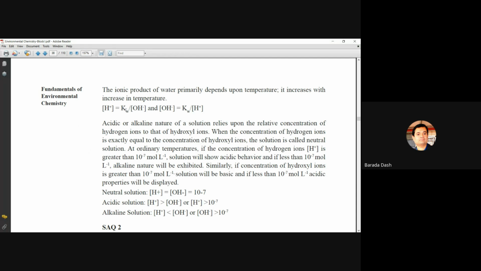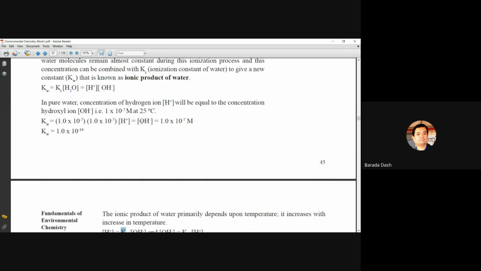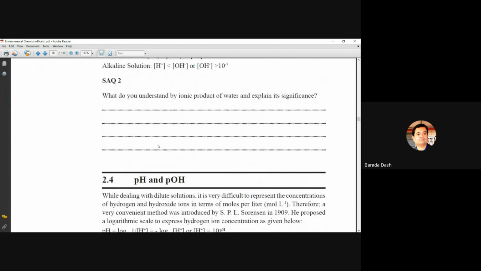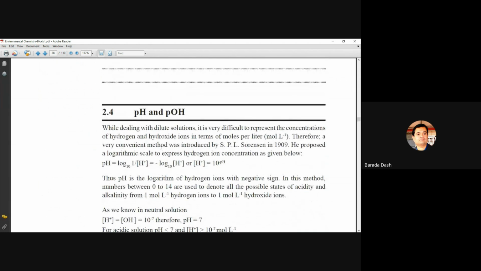If you know the H plus ion concentration, then the OH minus ion concentration can be obtained by dividing the ionic product of water, Kw, by the H plus concentration. The next concept is pH and pOH. pH is the negative logarithm of the hydrogen ion concentration, and pOH is the negative logarithm of the hydroxyl ion concentration.